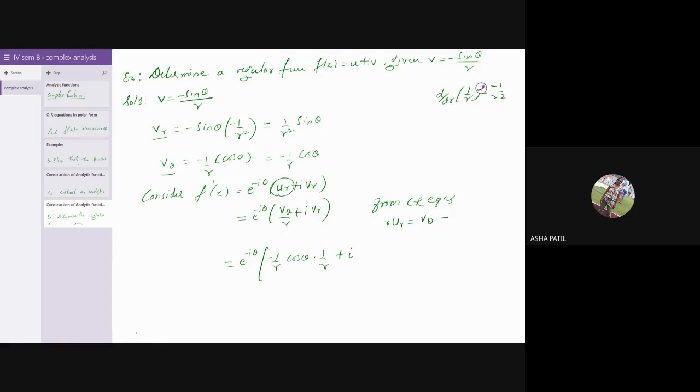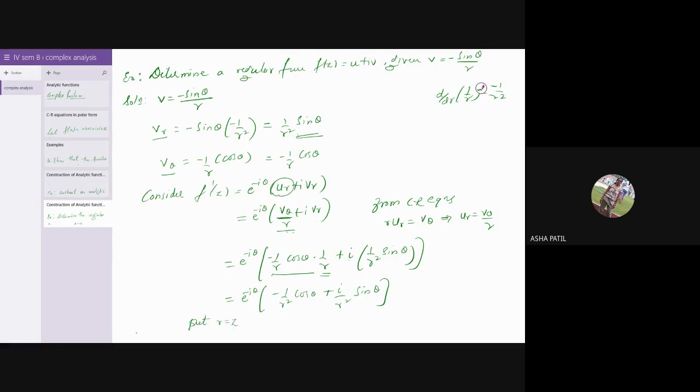What is vr equal to? Let us substitute. vr is 1 by r square into sin theta. So v theta divided by r means minus 1 by r cos theta, again multiplied by 1 by r, plus i vr, where vr is 1 by r square sin theta. See what we get here. It is e raised to minus i theta times (minus 1 by r square cos theta plus i by r square sin theta). Now go for your Milne-Thomson method.